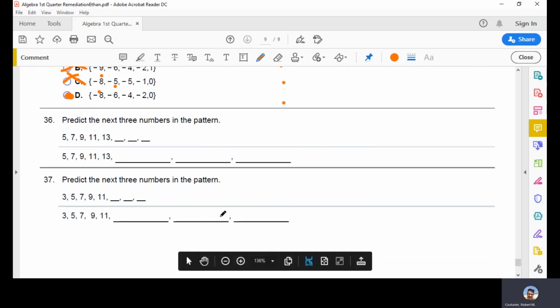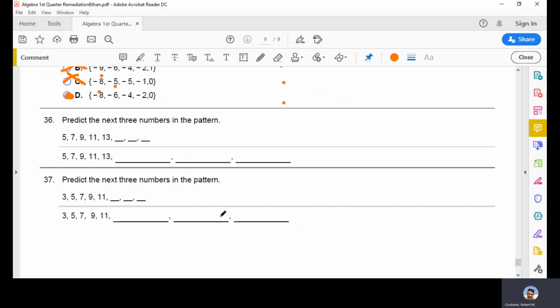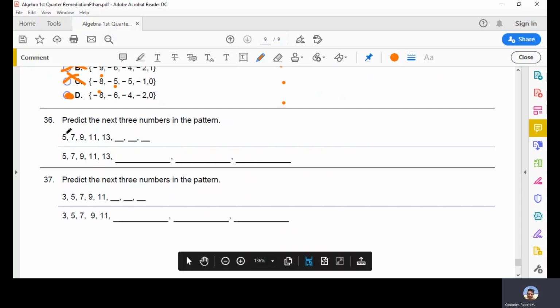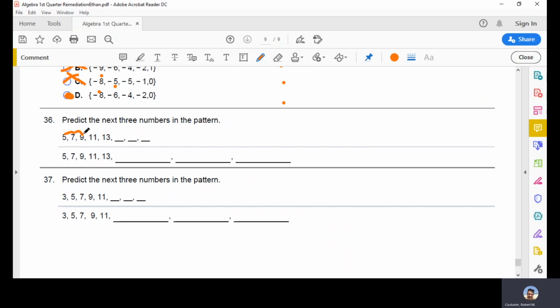The last 2 problems are the arithmetic sequence. They want you to predict, given this particular sequence of numbers, what the next 3 numbers are going to be. So you have to look at this. These are your y values. So what is the difference or the change in value from one to the next, one to the next, one to the next? Well, 7 minus 5 is 2. 9 minus 7 is 2. 11 minus 9 is 2. 13 minus 11 is 2.